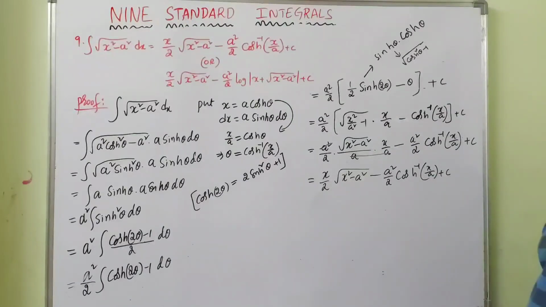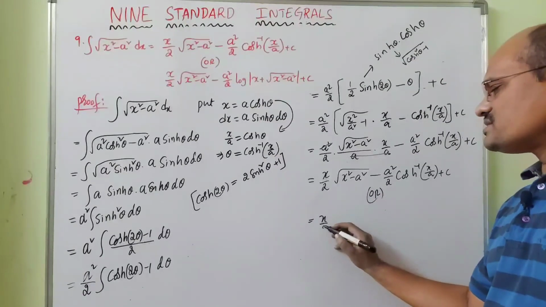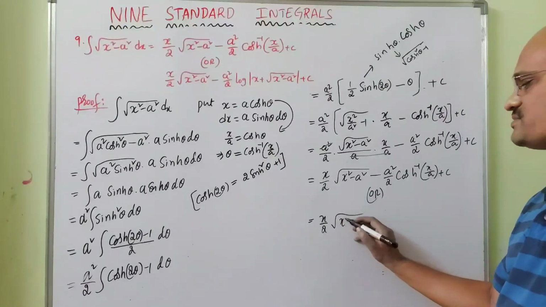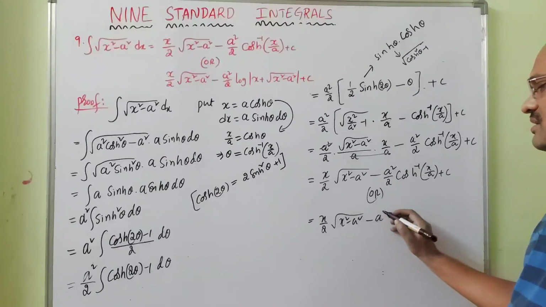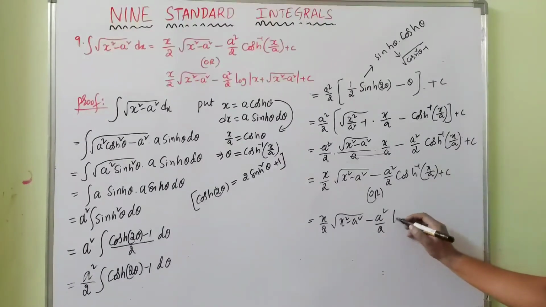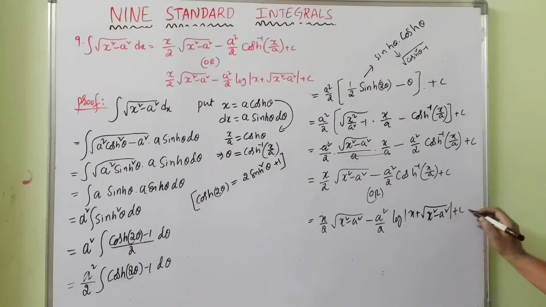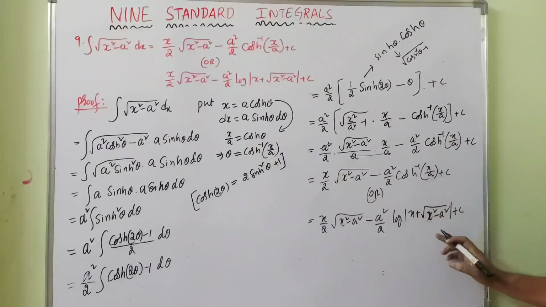This is the proof. It can also be expressed using hyperbolic functions like this: x by 2 root x square minus a square minus a square by 2. In hyperbolic functions you will find the formula for this: log mod x plus root x square minus a square plus c. This is from the hyperbolic functions topic.